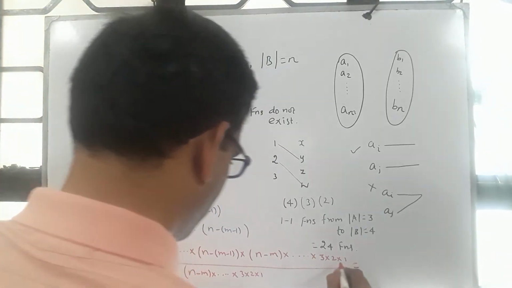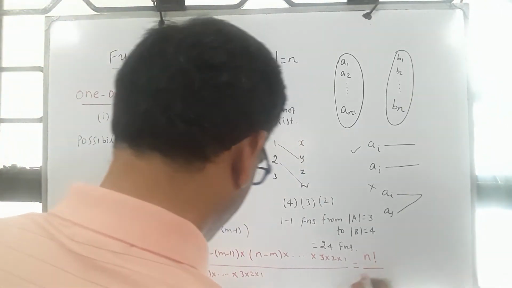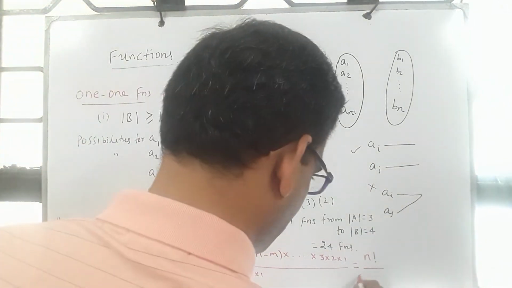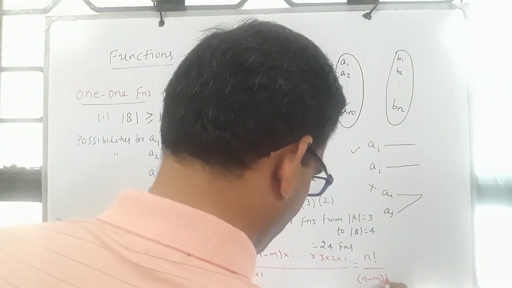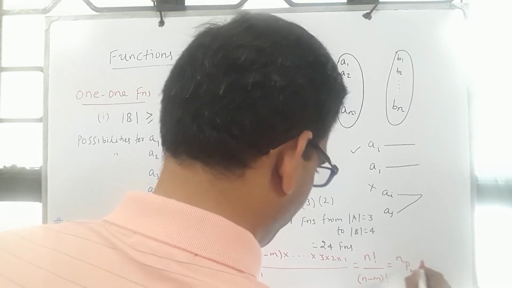So what is this value? 1 into 3 and so on up to n is n factorial, divided by 1 to n minus m, which is n minus m factorial, which is nPm.